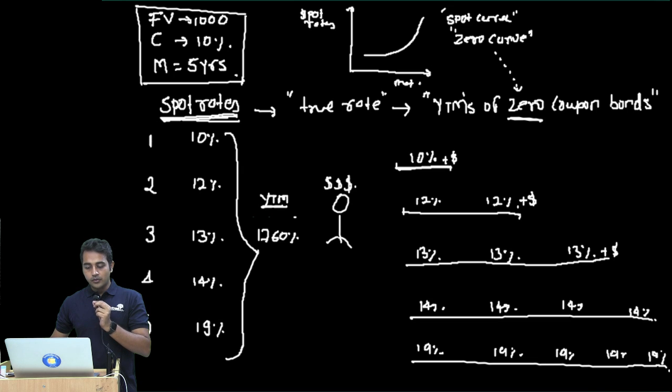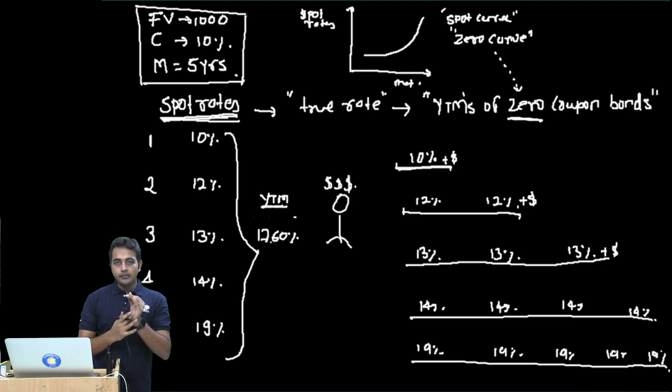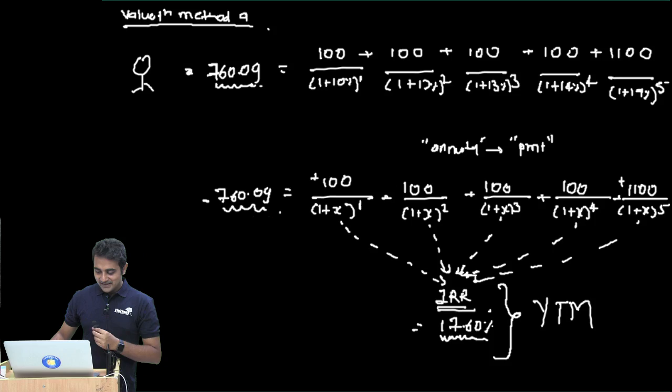Another thing to notice is that your YTM is very, very close to the last spot rate. Your YTM is closer to the last spot rate, which means even though it's an average, it is definitely not an arithmetic average. Maybe it's some sort of a weighted average where heavy weights are assigned to the last cash flows. Are we doing okay with this?